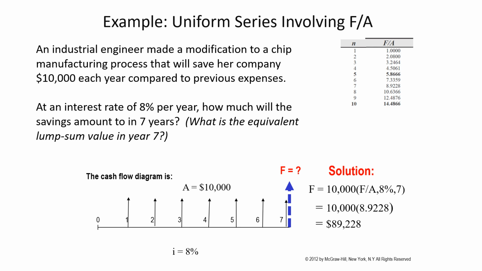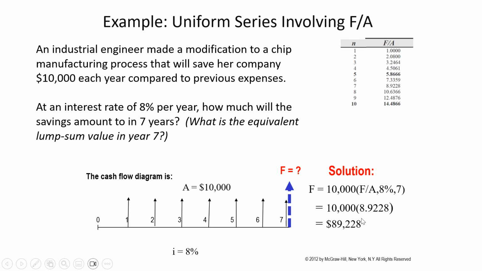89,228. And so just to revisit the idea of precision and the number of significant digits here. So our factor had 1, 2, 3, 4, 5 digits. And so my answer should have 5 digits as well. So 1, 2, 3, 4, 5.